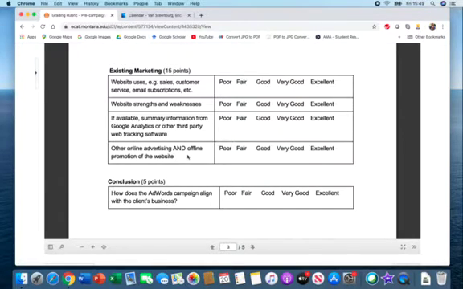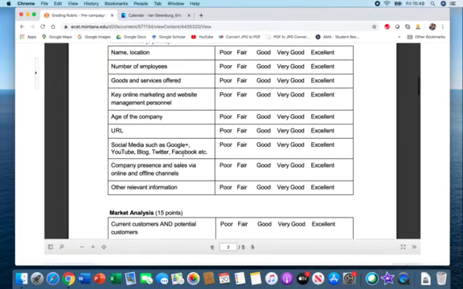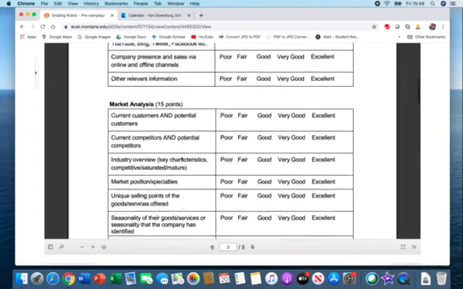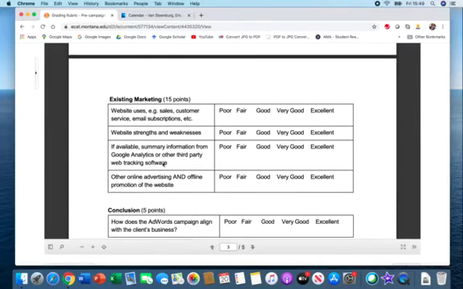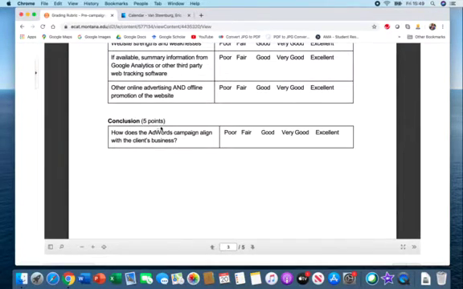This is where that social media comes into play. Here's where we're going to do real analysis of what they're doing on their existing marketing. Whereas back here, you were more just listing kind of what it was they're doing, just tracking everything. Here you're analyzing what they're doing. And then finally, you're going to have a conclusion.